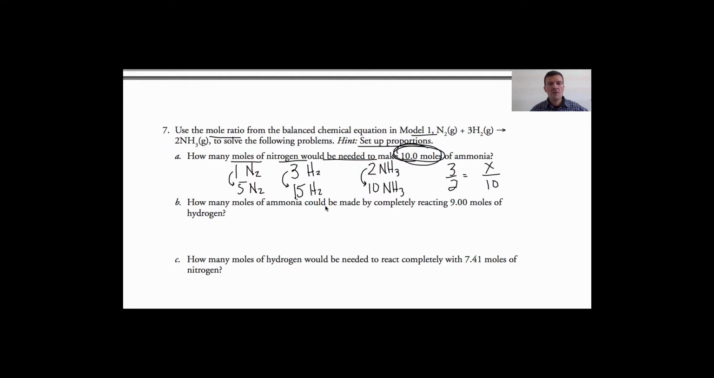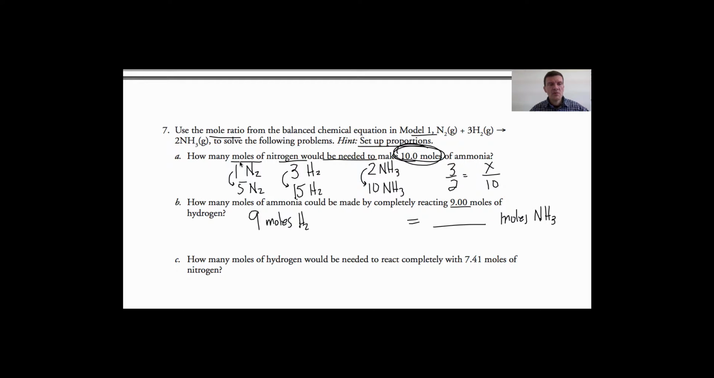How many moles of ammonia could be made by completely reacting 9 moles of hydrogen? So this time I'm going to just play out with the proportions here, or the ratios. If you've got 9, just to show you another way to do this, 9 moles of hydrogen, and I want to find out how many moles of ammonia I need, or are going to be produced.